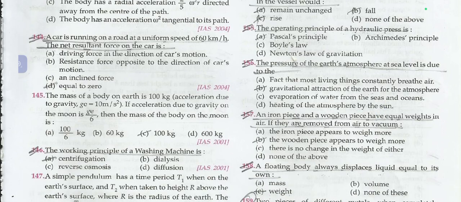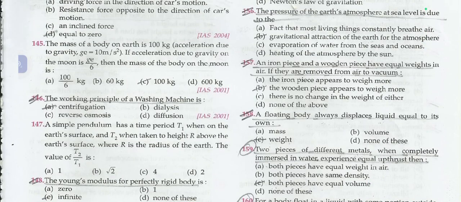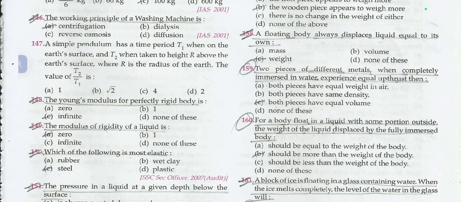A car is running on a road at a uniform speed of 60 km per hour. The net resultant force on the car is equal to 0. The mass of a body on earth is 100 kg. Acceleration due to gravity g equals 10 meter per second square. If acceleration due to gravity on the moon is g/6, then the mass of the body on the moon is 100 kg. The working principle of a washing machine is centrifugation.